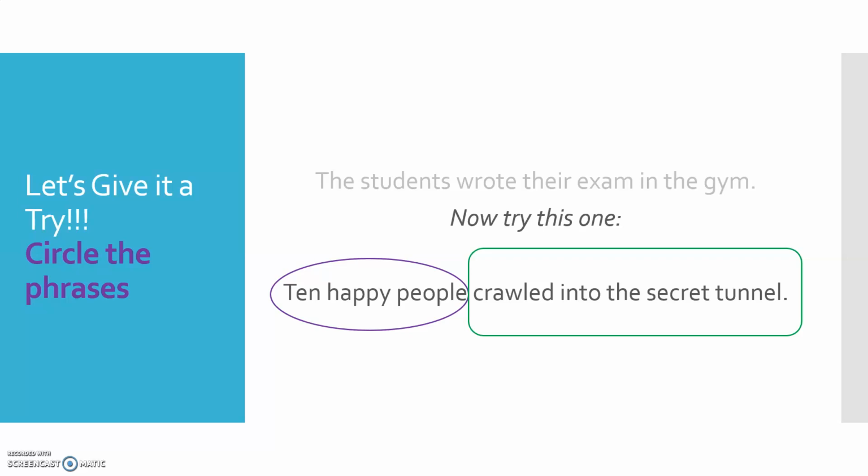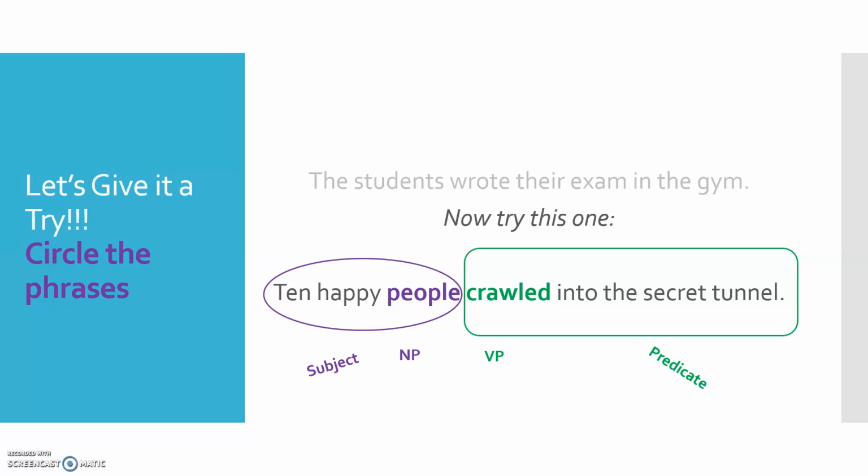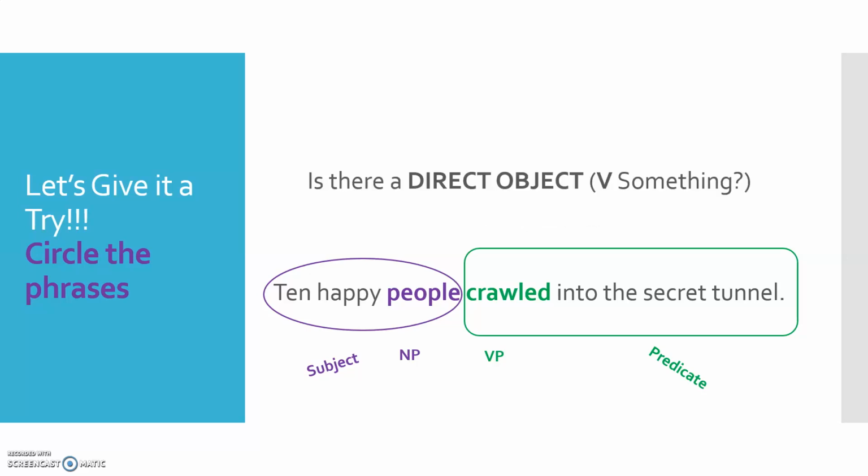Again, inside the predicate, we have a little bit more going on here, although we should first identify the head of the subject and the head of the predicate. So now we have "people" and "crawled" as the head of those two pieces. So the essence of this sentence really is "people crawled," right? If you just have the head noun of the subject and the head verb of the predicate, you are getting at the essence of the sentence. People crawled.